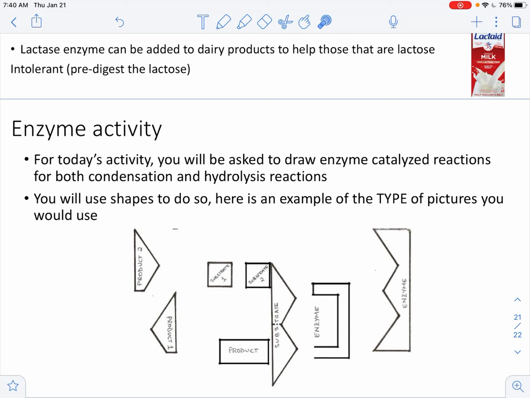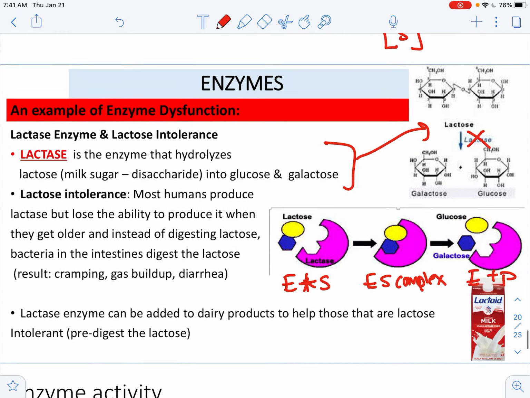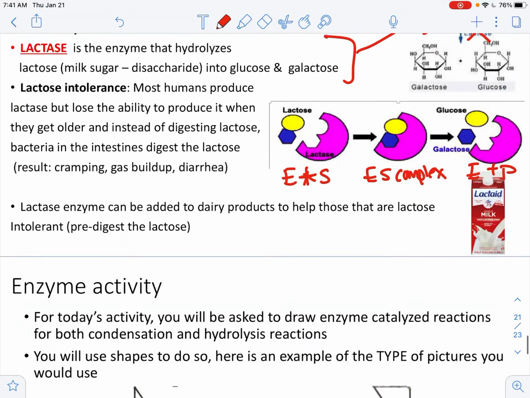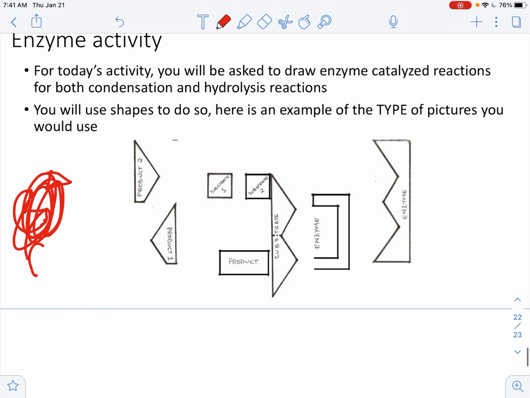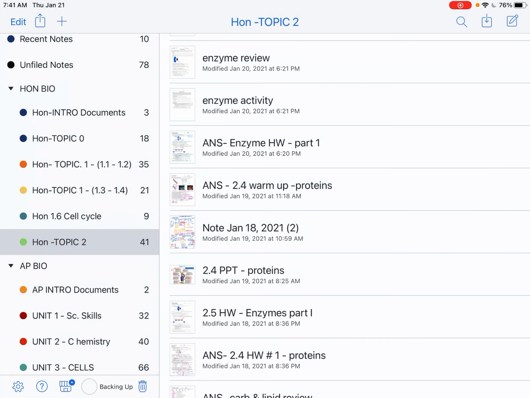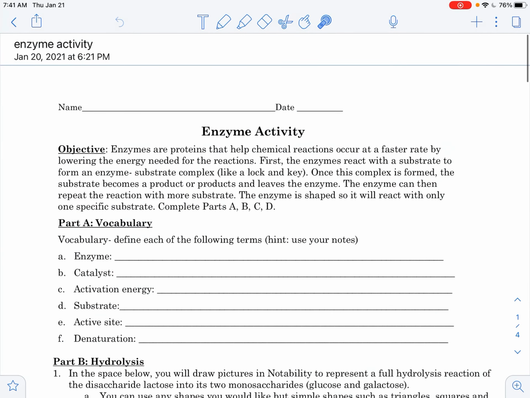And you don't have to use these shapes. You can make up your own shapes. You can have your enzyme be Pac-Man and your substrate be this, or you can create your own shapes. We've given several examples, but this just gives you an example to draw. And so, you can see we have products, a couple substrates. And so on the enzyme activity, it's going to ask you to draw a catabolic reaction and an anabolic reaction. And so I'm just going to switch over and show you what I mean.